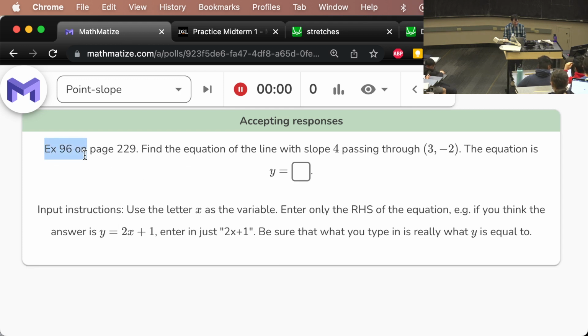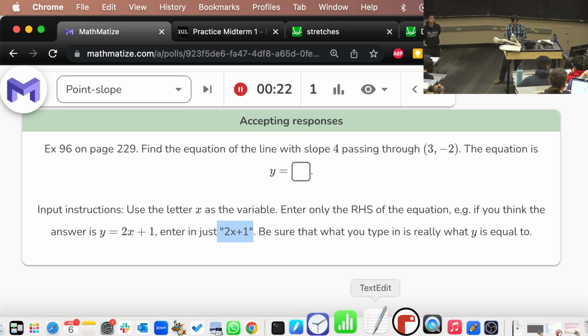This is exercise 96 on page 229. Find the equation of the line with slope 4 passing through the point 3, minus 2. And the way you should input your answer is you're going to input a formula in terms of x. So if you thought the formula was y equals 2x plus 1, you just type in 2x plus 1. Don't type in the y equals, that's already there. So I'll give you guys like 2 or 3 minutes to work on that, and then we'll take it up.